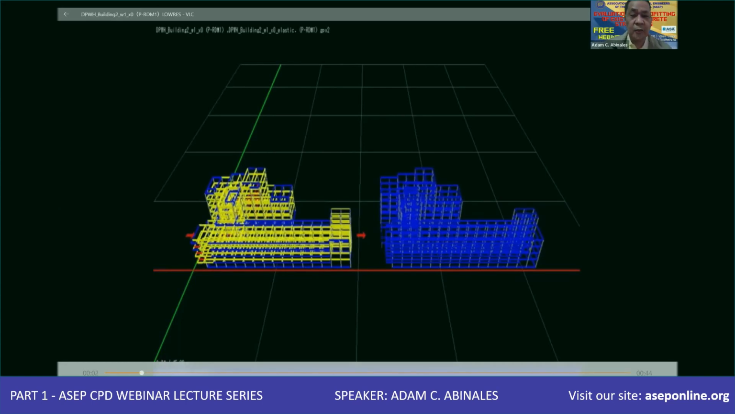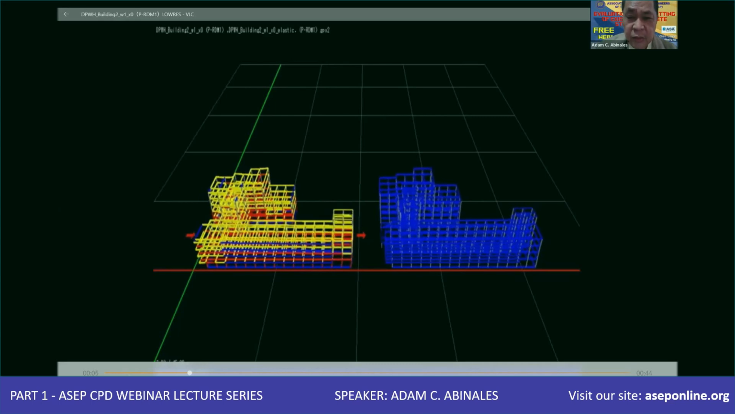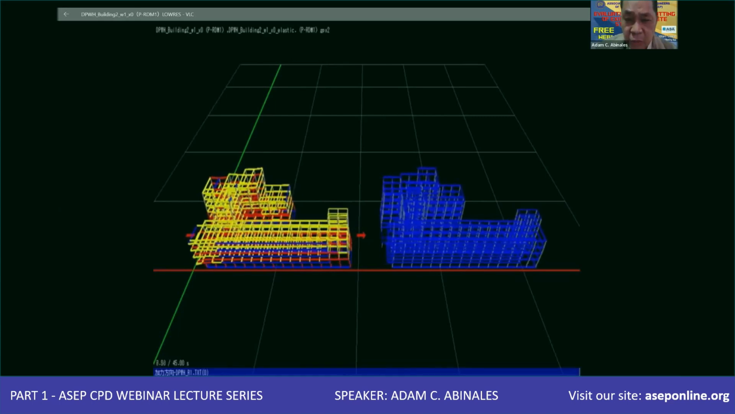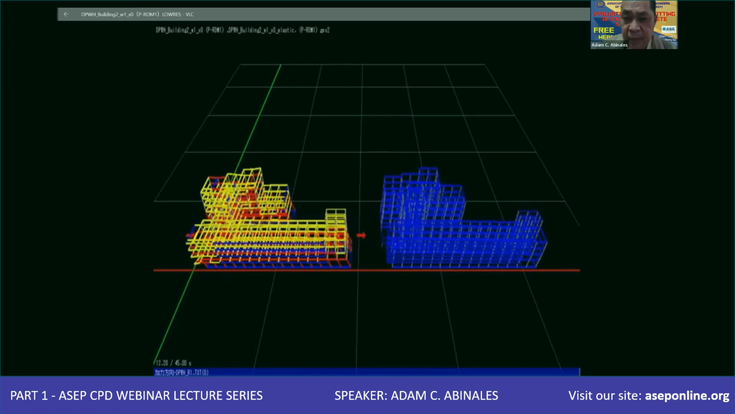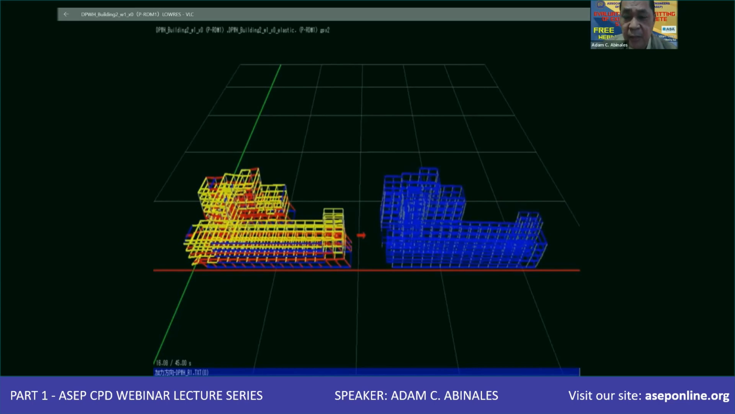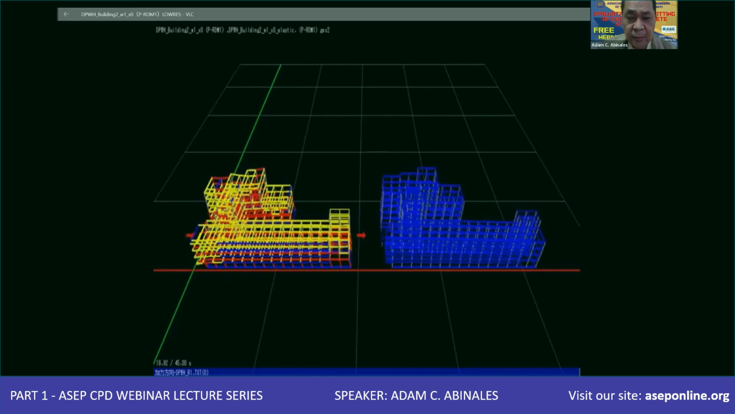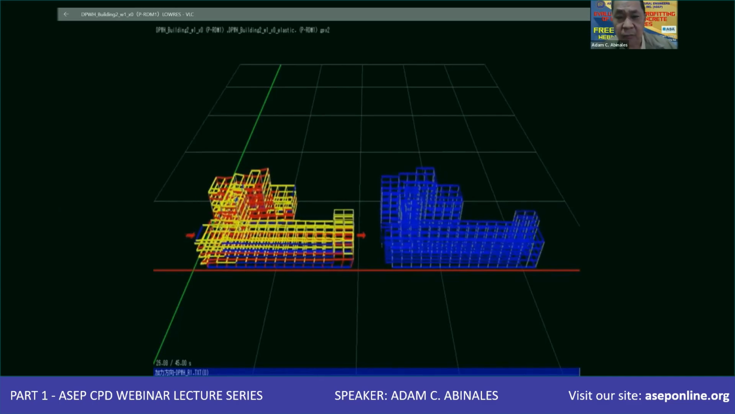Okay, this one, the earthquake is in the longitudinal direction. Now, in the longitudinal direction, the dampers are installed. So, predominantly, the dampers there are the ones resisting the seismic demand. So, you can see the behavior of the building, or the response of the building when subjected to this ground motion.